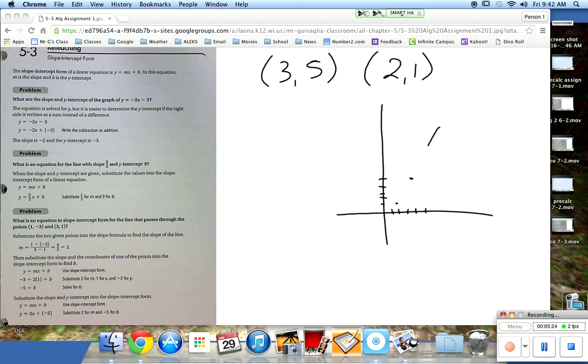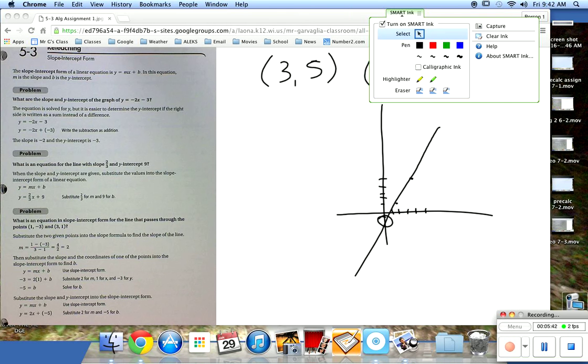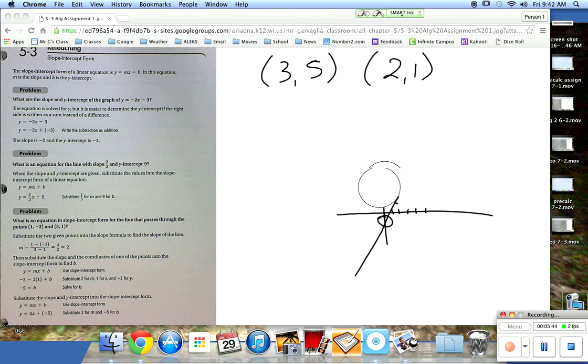So here's my line. Where does it look like that line crosses the y-axis? Somewhere in the negative, right? Well, let's figure out if that's what really happens. Does everybody see? This is where it crosses the y-axis right here. It looks like negative. So let's figure out if that's where it really is. First thing we need to do is find the slope of the line. Let's find that slope.